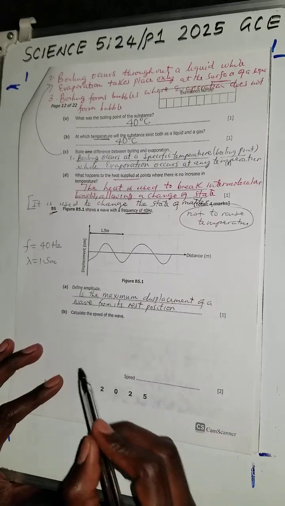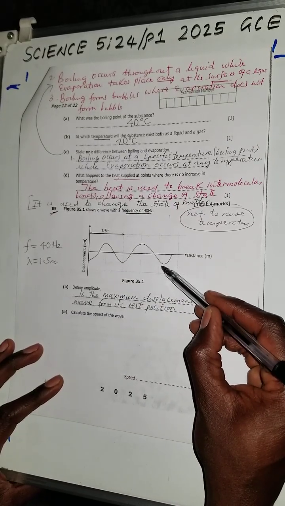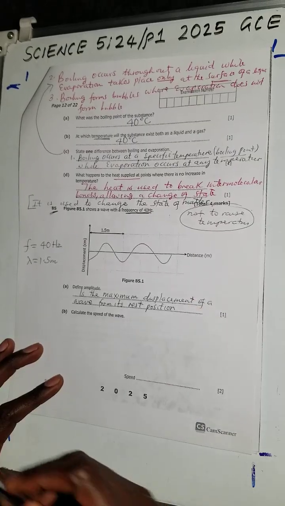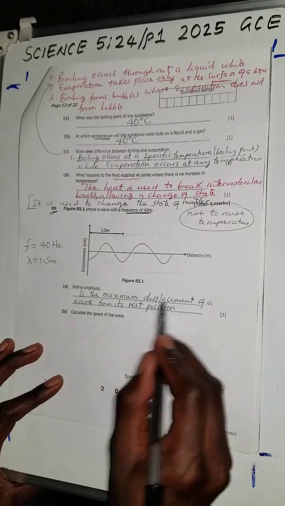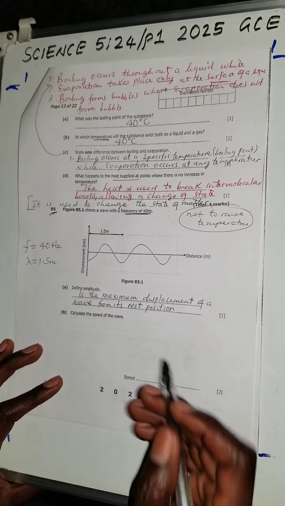So the maximum, it could also be the minimum because it could come from the rest position to the lowest part we call the trough. So you can also work it out that way. So it is the maximum displacement of a wave from its rest position.